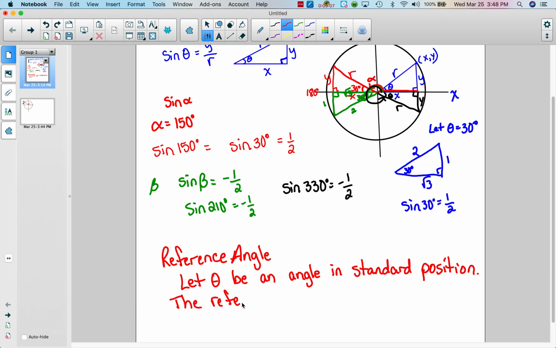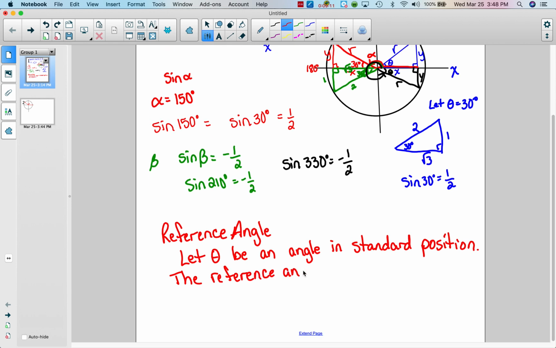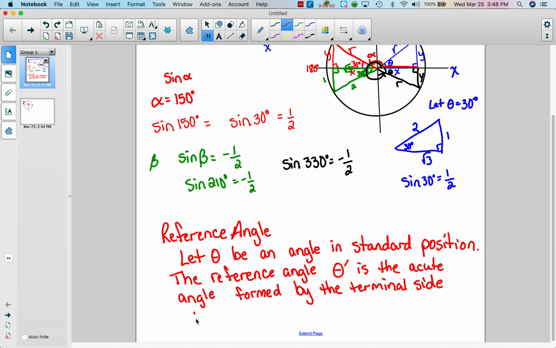The reference angle, which they call theta with a line over it, I'm going to call theta prime. That little symbol I'm going to say is prime. It's kind of just what I'm used to. The reference angle theta prime is the acute angle formed by the terminal side of theta and the x-axis. It doesn't have to be the positive x-axis, just the x-axis. So you might want to pause the video and write that down so you have that in your notes, and then we'll go on and talk about that, and I'll show you some examples.